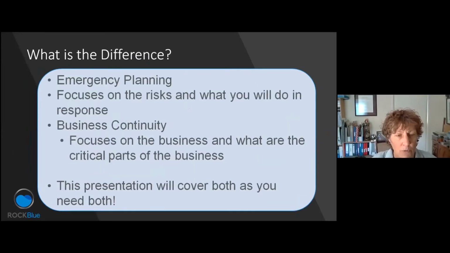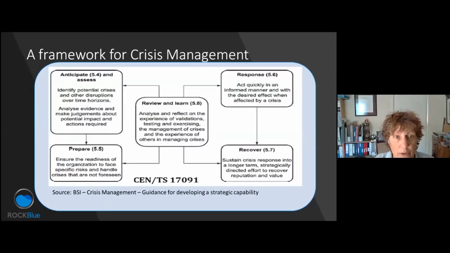Sometimes you hear about emergency planning, and also you may hear about the issue of business continuity. So what's the difference? Emergency planning is really focusing on the risks you're likely to meet in anything unexpected, and what you will do in response to manage those risks. Business continuity focuses on the business and allows you to think about what the critical parts of the business are and how you can ensure that they will continue whatever gets thrown at them. This presentation will cover both, because for COVID-19 you need to think about both.